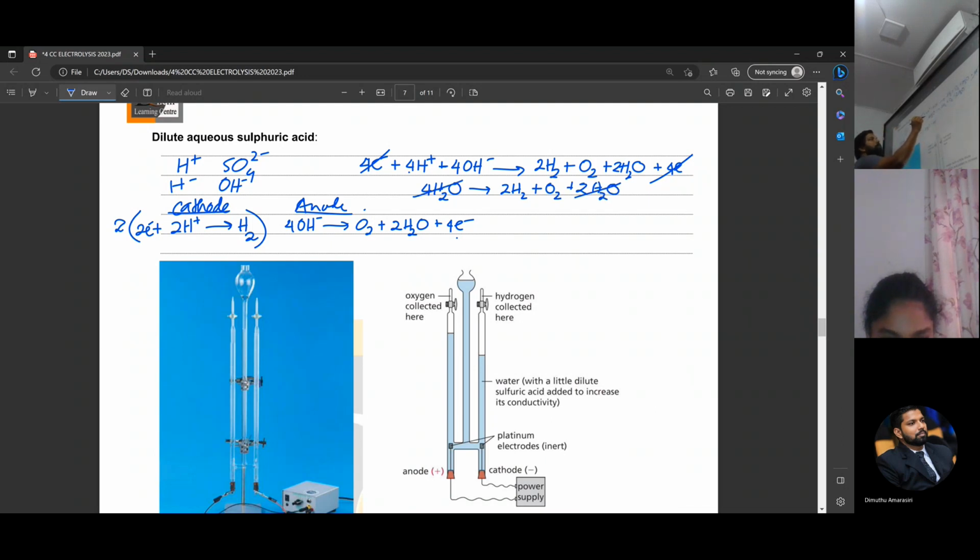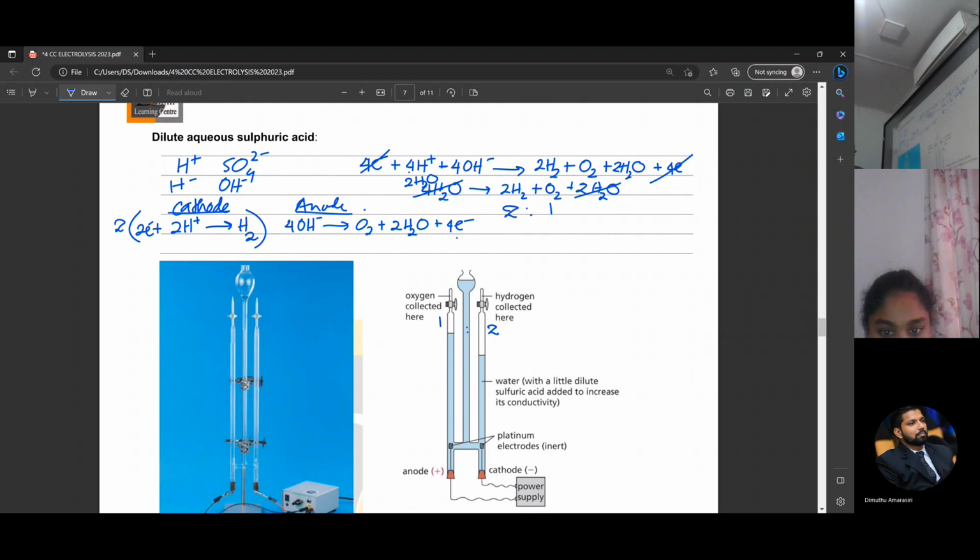2H2 and 2H2O cancel out, you get 2H2O. So what has really electrolyzed in sulfuric solution? Is it sulfuric acid or just water? Water electrolysis. Do you understand it? So with water electrolysis, can you see the 2:1 ratio of hydrogen to oxygen is produced? That's why in this setup, the hydrogen to oxygen collected ratio is what?